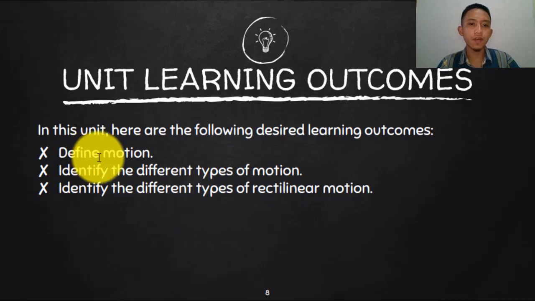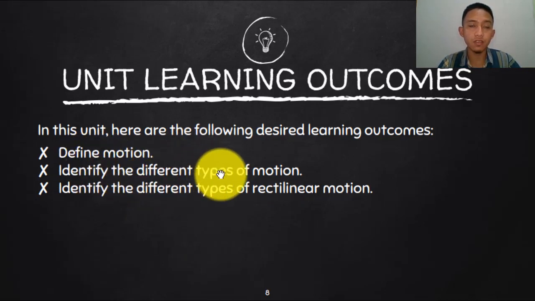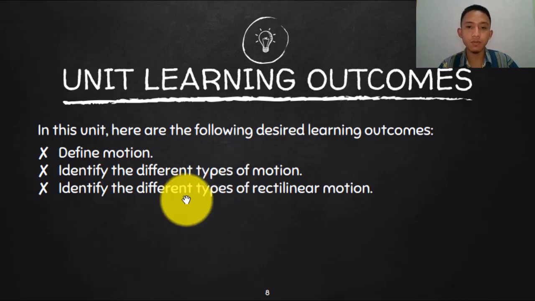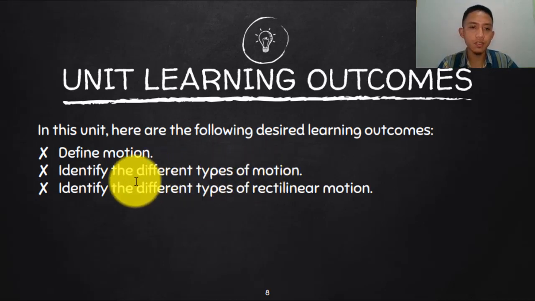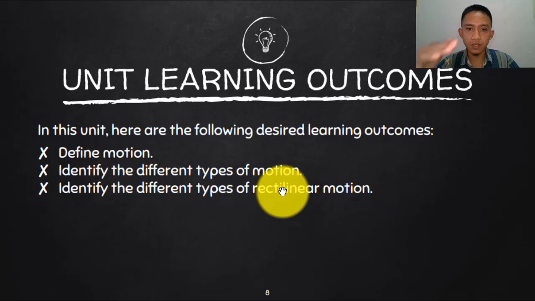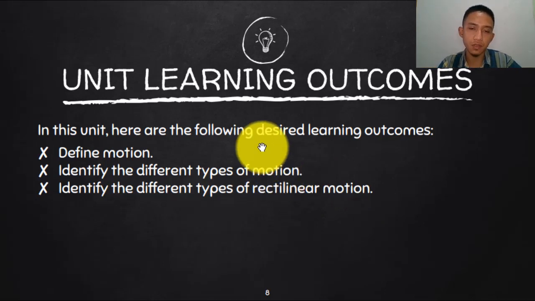We will try to define what is motion, identify the different types of motion. What are these types of motion? We will see that one. And then identify the different types of rectilinear motion. So we will understand that as we go on with this unit 2 of our discussion.